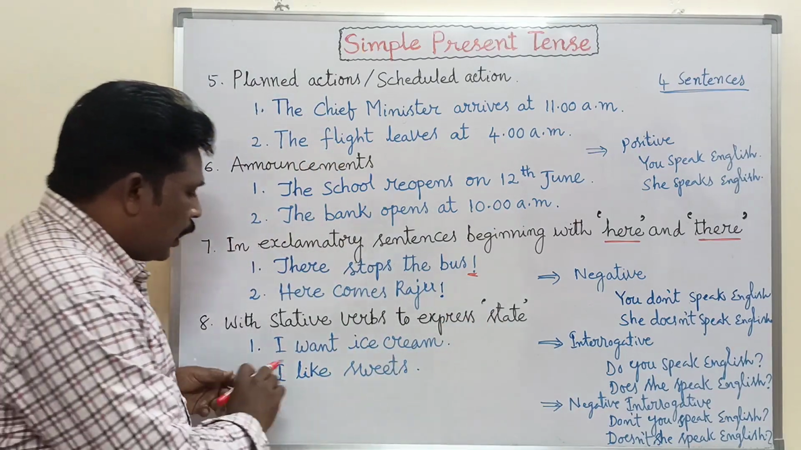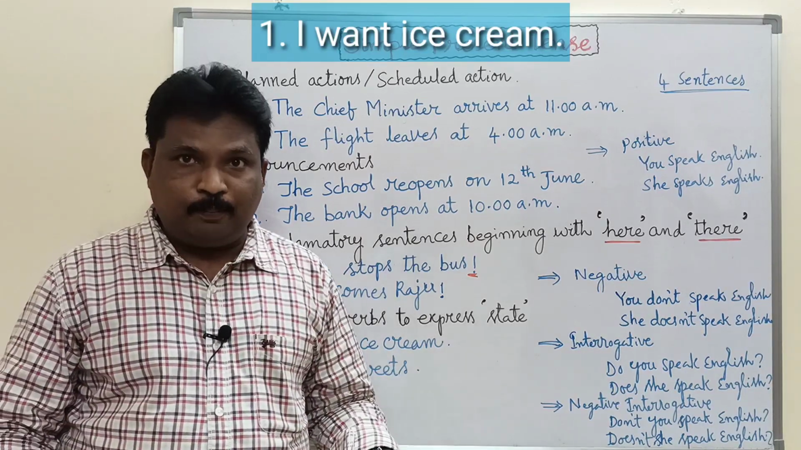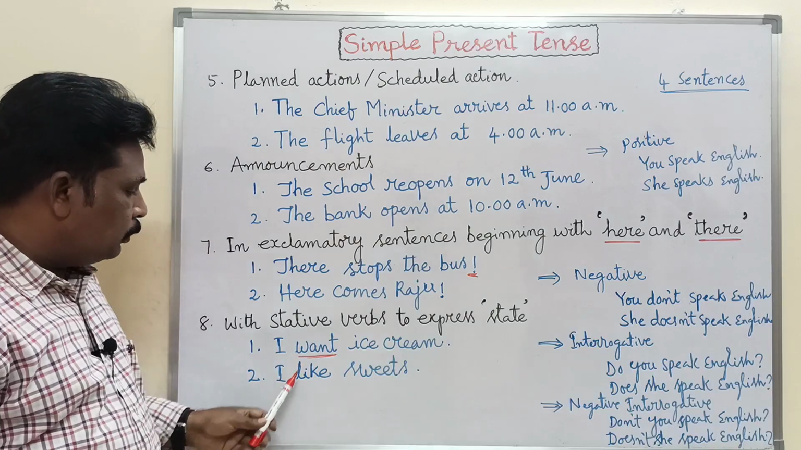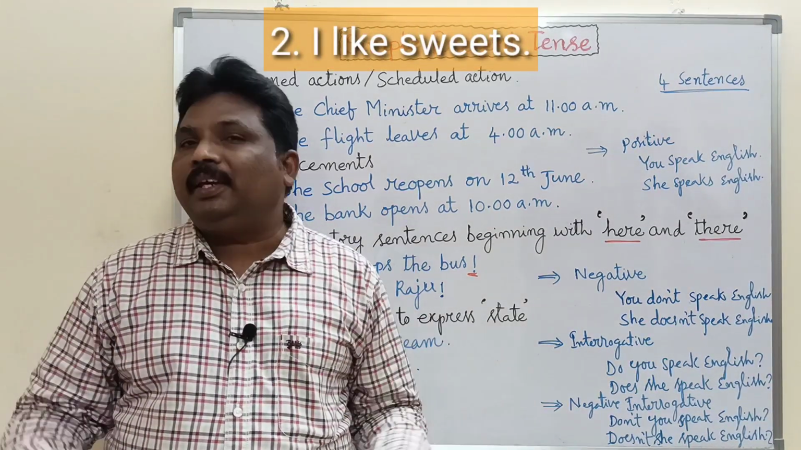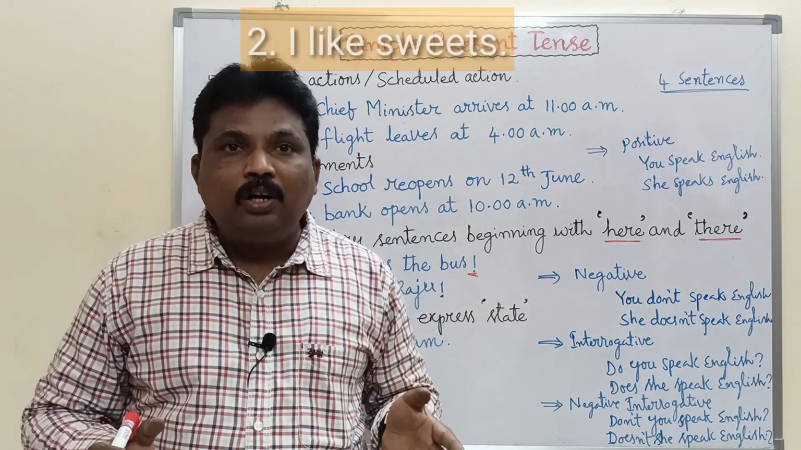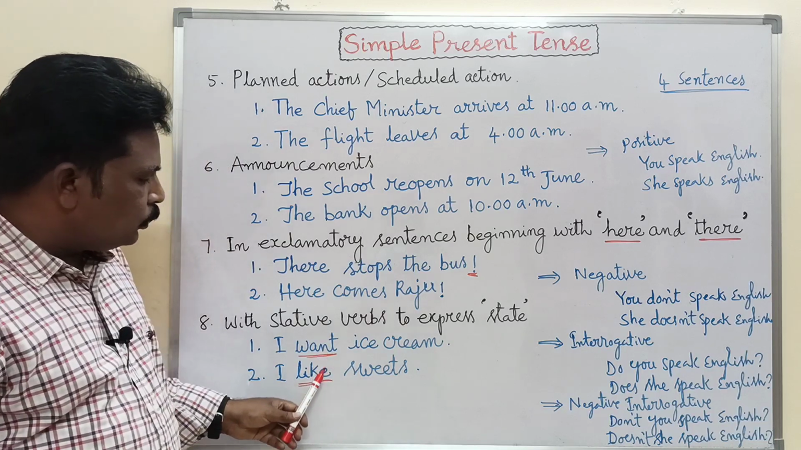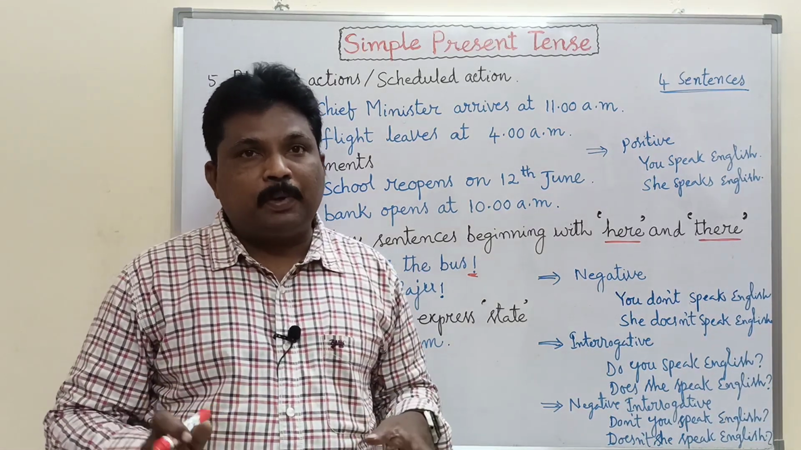Example, I want ice cream. You cannot say I am wanting ice cream. So this is not an activity, this is a stative verb. And next, I like sweets. You cannot say I am liking sweets. So want and like are stative verbs. So whenever you want to use these stative verbs, they should be used in simple present tense.